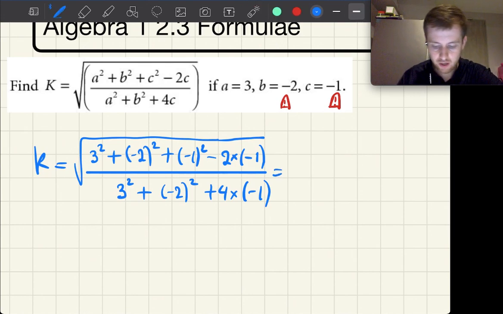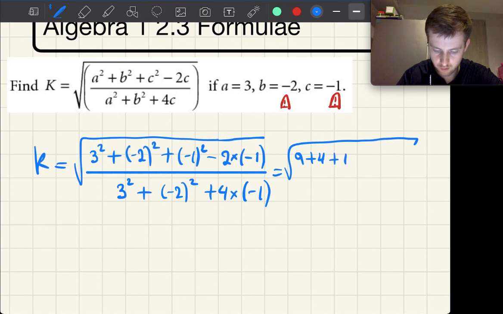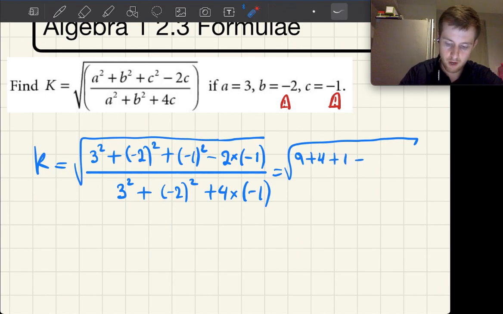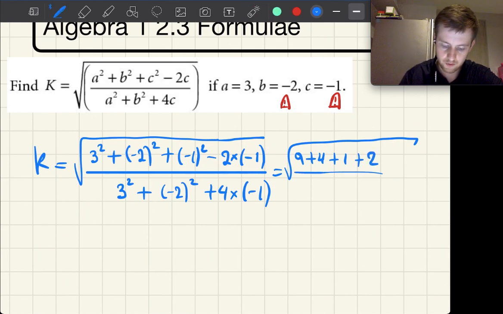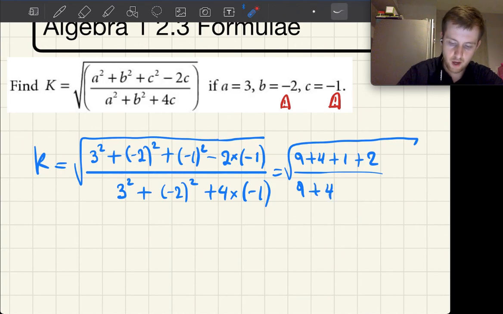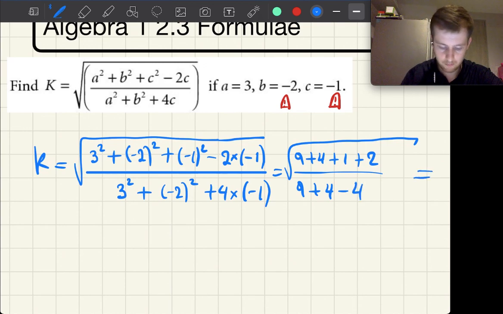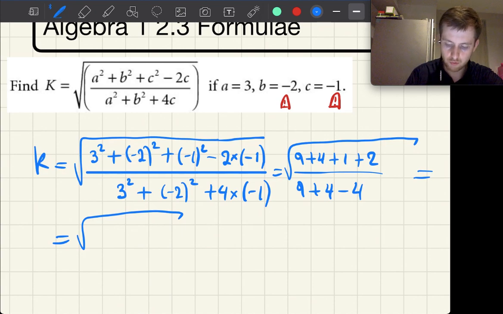Okay, so we have 3 squared. Let's try to figure this out quickly. So 9 plus 4 plus 1. Here, pay attention. Minus and minus gives us the plus. So this becomes +2. All of this divided by 9 plus 4. And then here we have plus and minus, which gives us the minus in the end. So that's going to be the square root of, what's it going to be, 13, 14, 16. So that's 16 over 9.